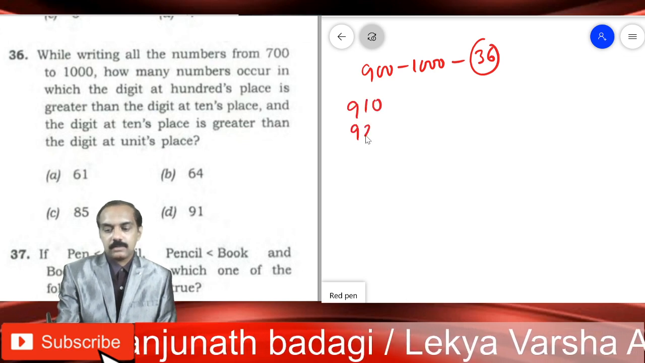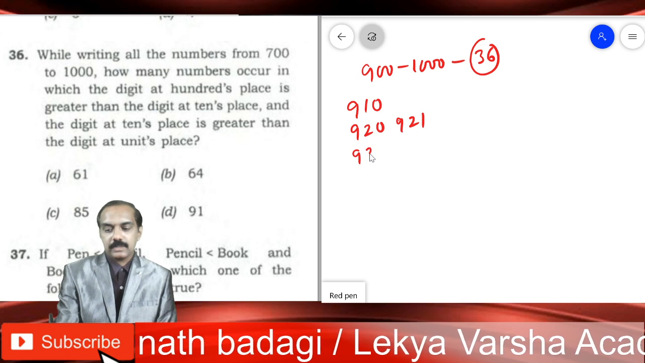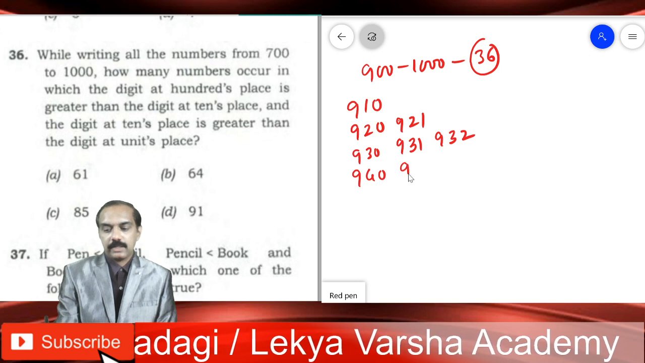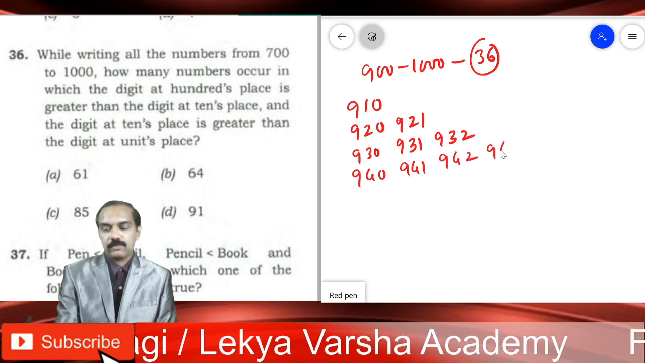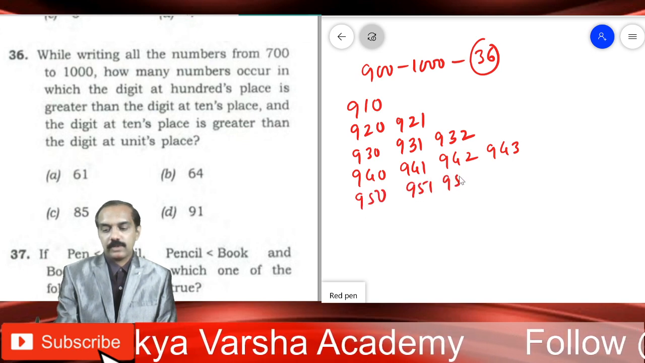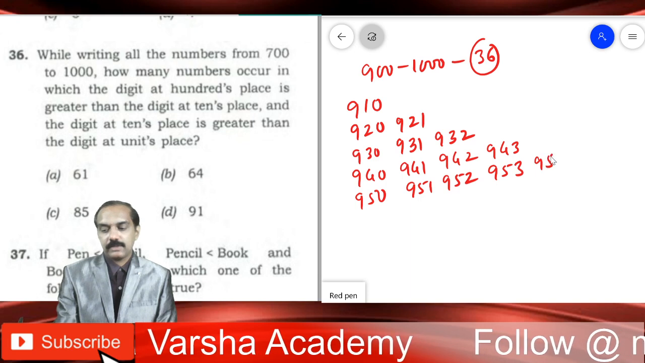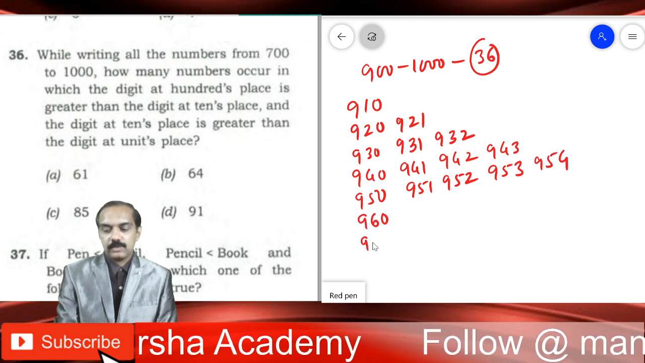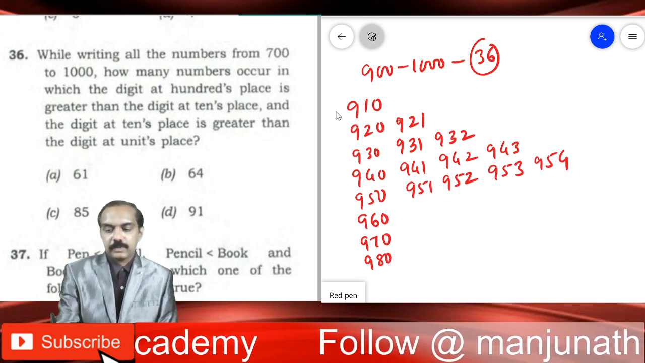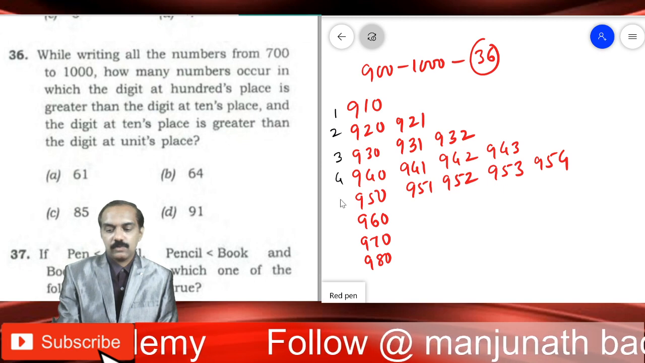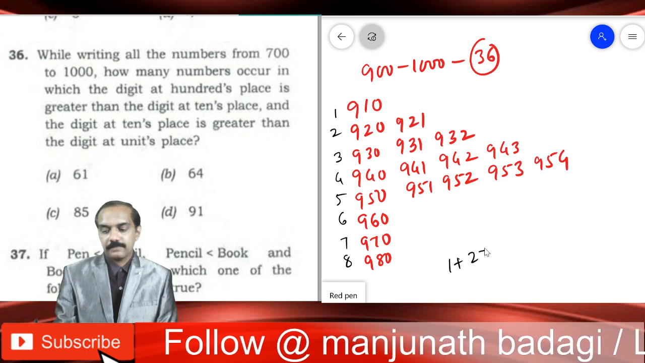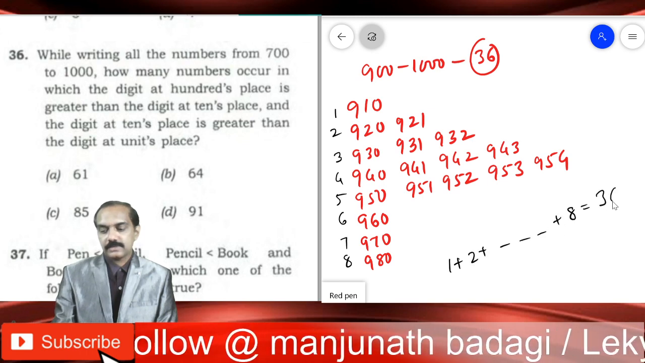910, 920, 921, 930, 931, 932, 940, 941, 942, 943, right? 950, 951, 952. This is how it goes. 953, 954, 960. You can start with 970. You can start with 980, right? So here it is 1, here it is 2, here it is 3, here it is 4, 5, 6, 7, 8. Add all these 1 to 8 and you will get 36.